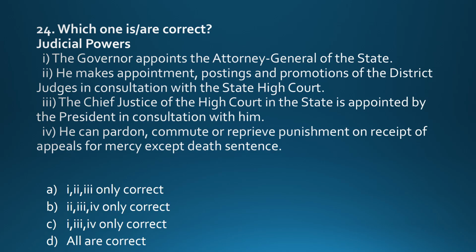Question number 24. Which one is or are correct? Judicial powers. 1. The governor appoints the Attorney General of the state. 2. He makes appointment, postings and promotions of the district judges in consultation with the state high court. 3. The Chief Justice of the High Court in the state is appointed by the President in consultation with him. 4. He can pardon, commute or reprieve punishment on receipt of the appeals for mercy except death sentence.